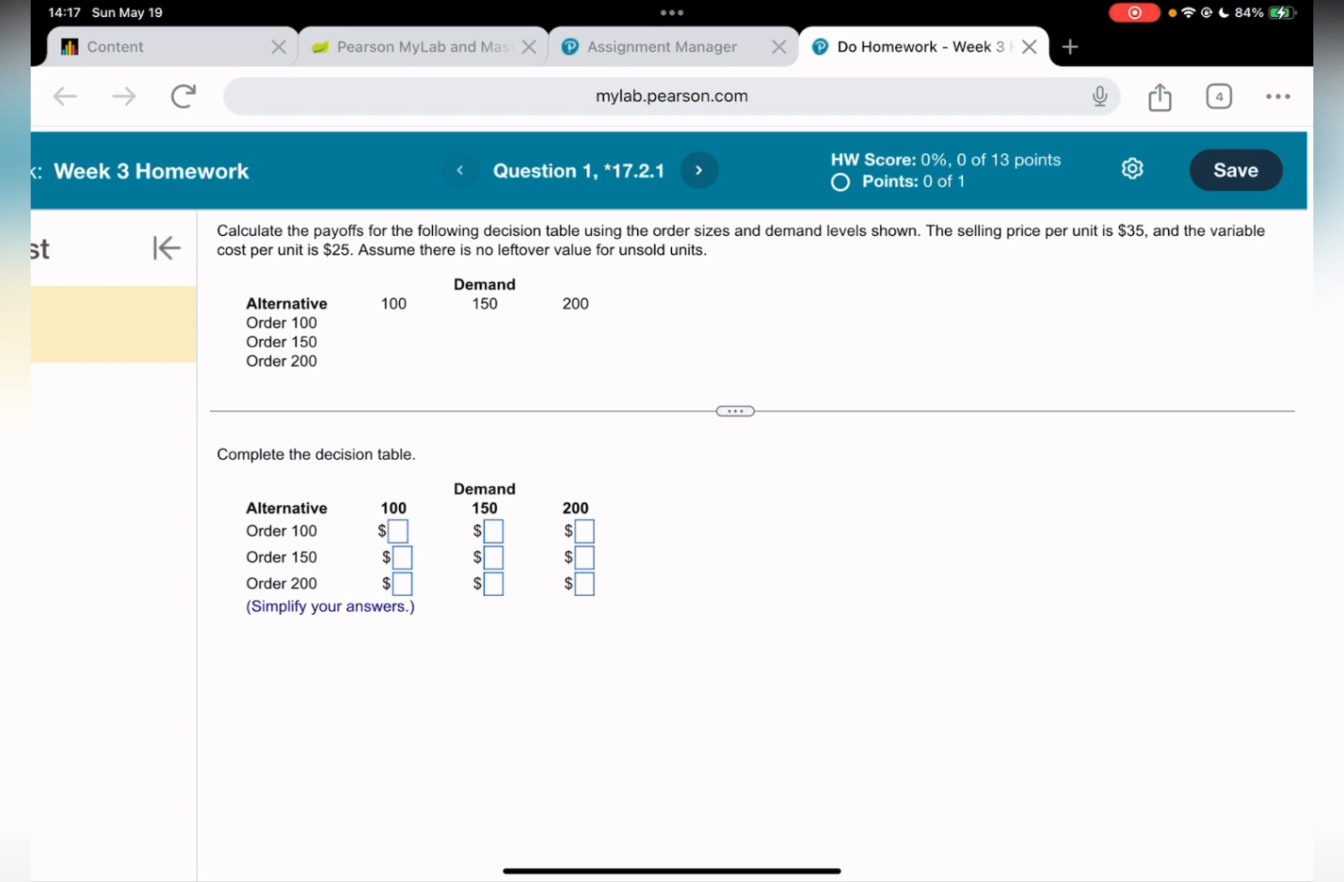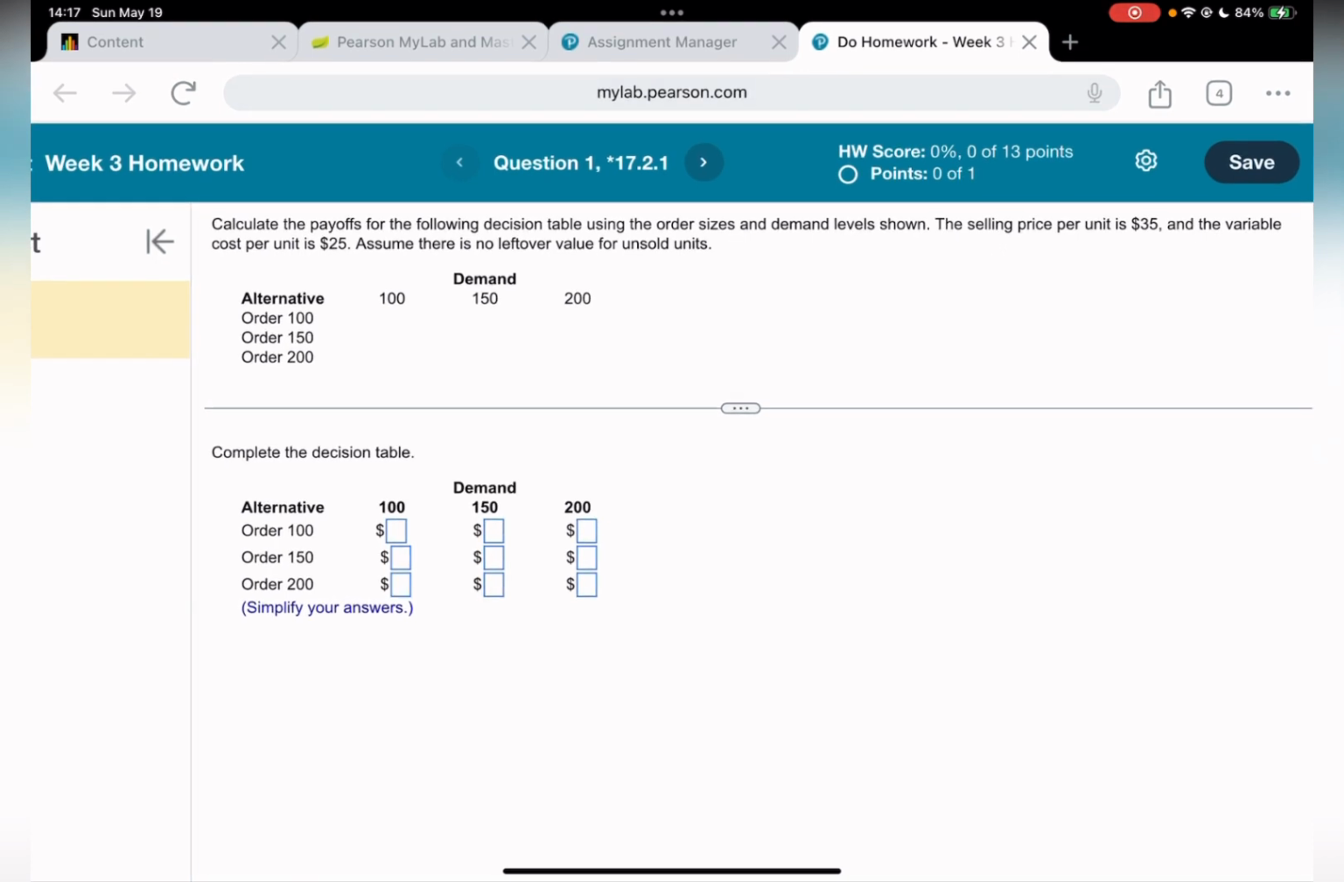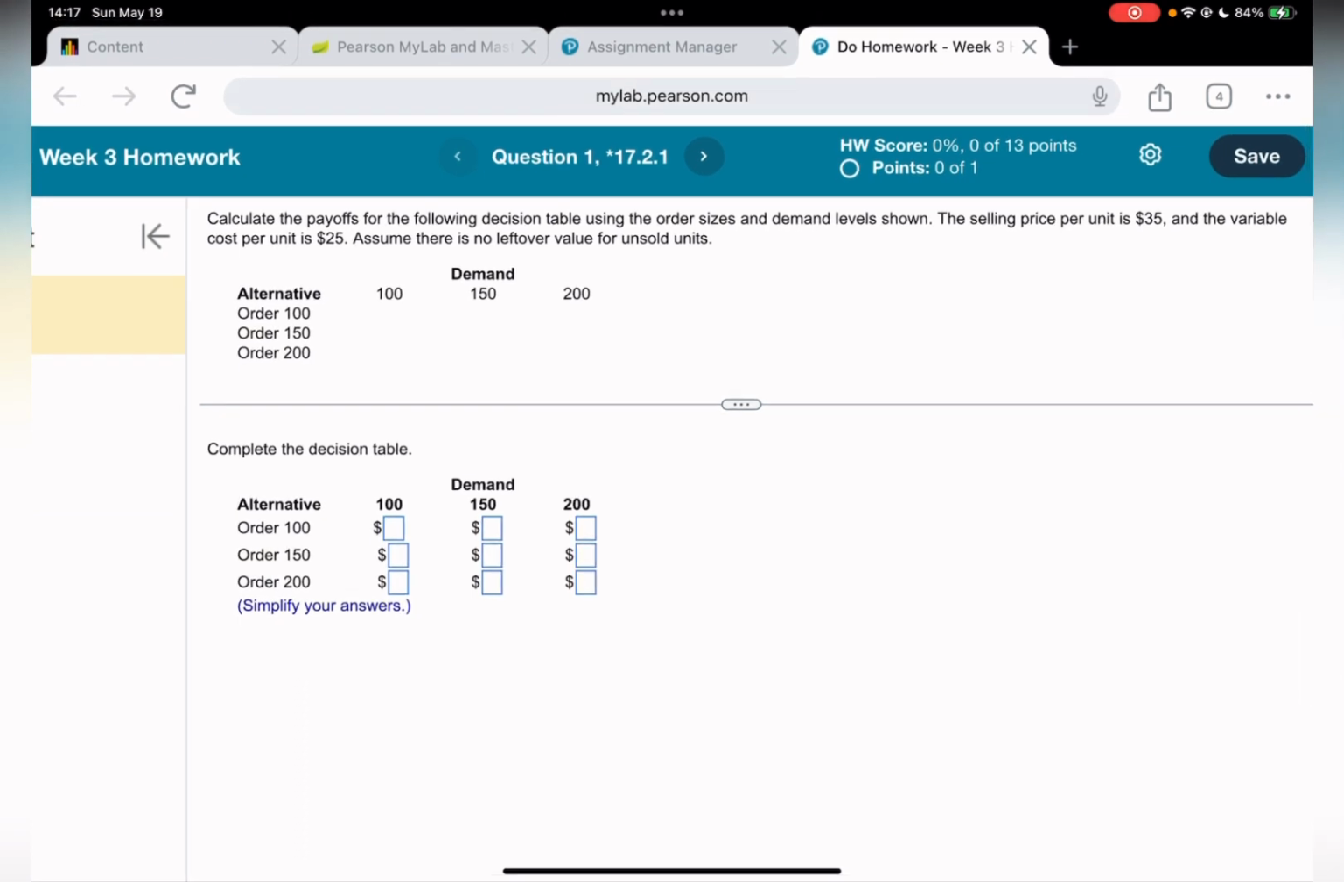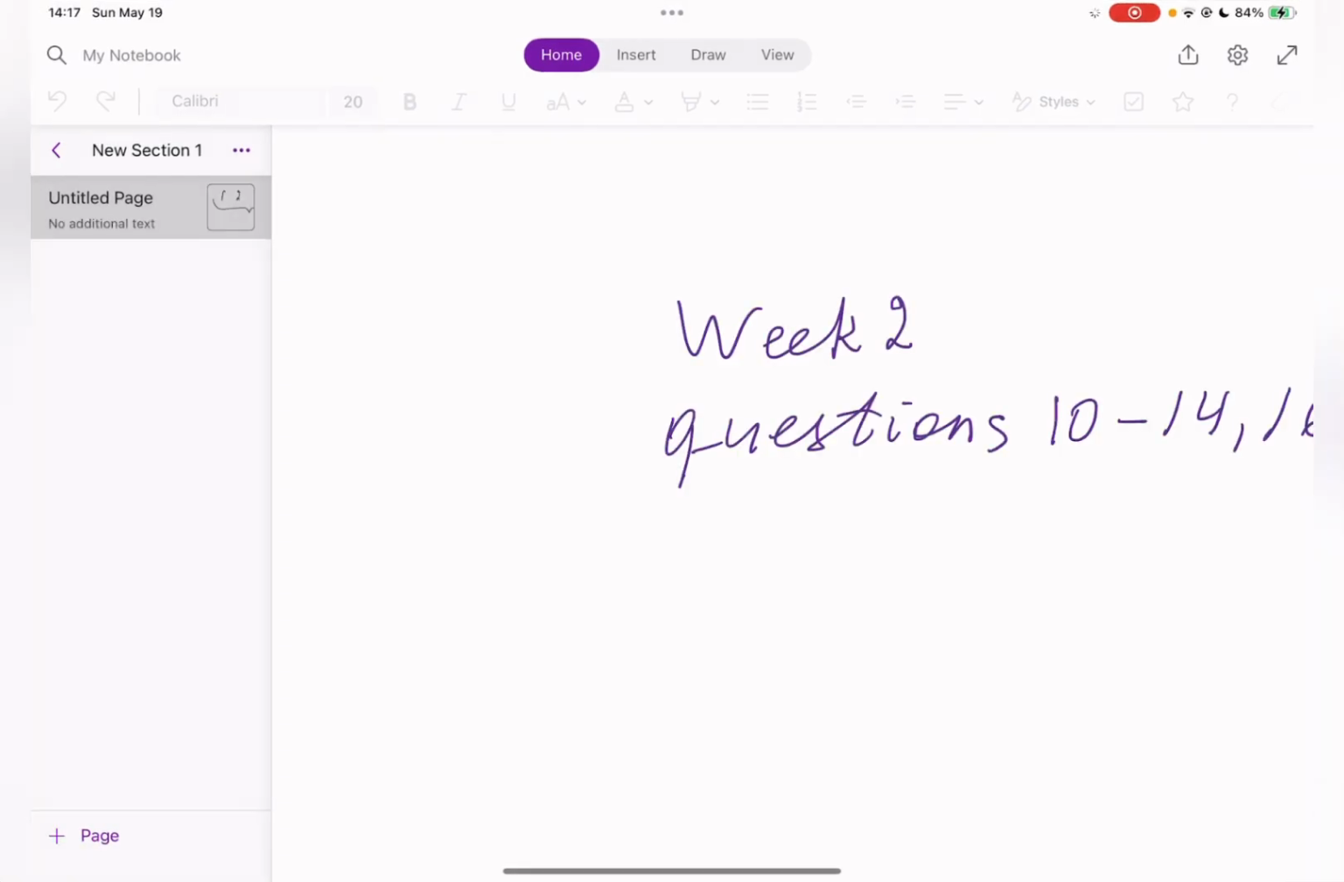Okay, let's see how we're gonna complete that decision table and what kind of profit we're gonna have. A decision table displays practically possible combinations of alternatives and states of associated problems, and the payoff that will result with each combination. So let's see how we're gonna figure it out. So 100, 150, 200, 100, 150, 200. I'm going to work on this case.